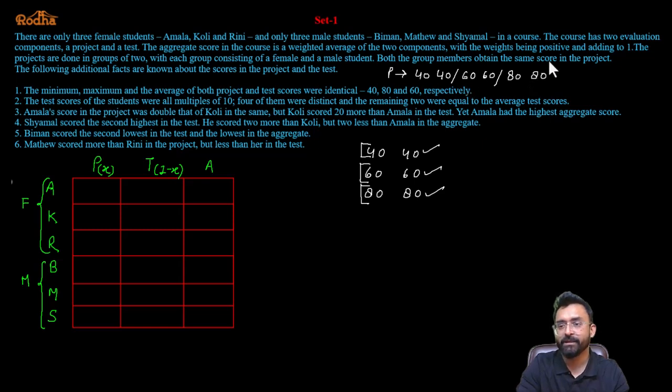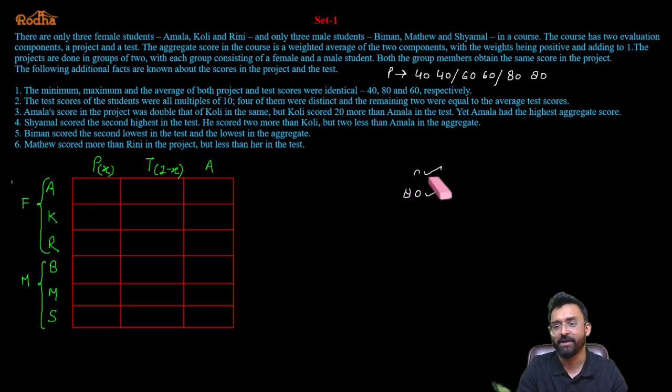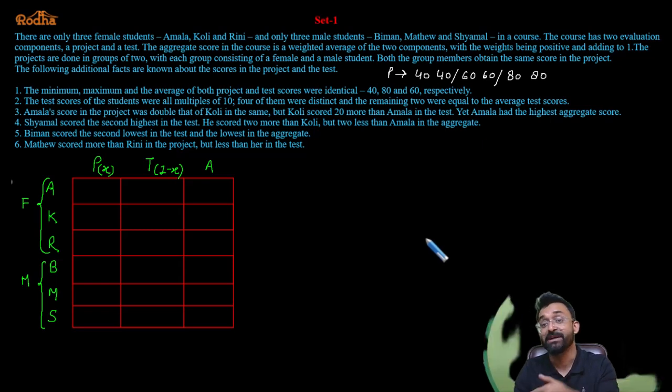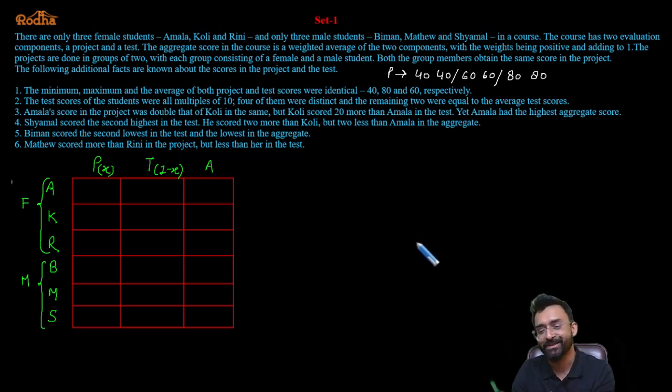Fine, because the partners' scores are the same, one is male and one is female. So if the male will be scoring 40, then the female partner will also be scoring 40 marks. This is what we have here. And the minimum score is 40, maximum is 80, and average is 60. So these are the scores they must have scored. We need to use 3 scores. These are the 3 scores given in the question.